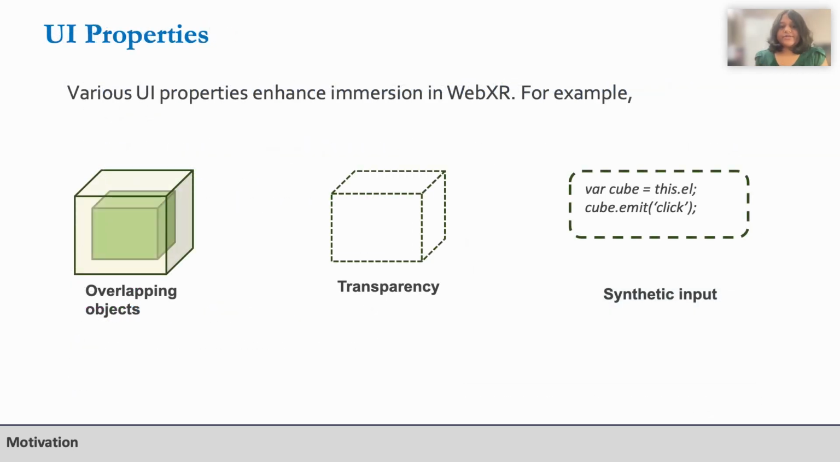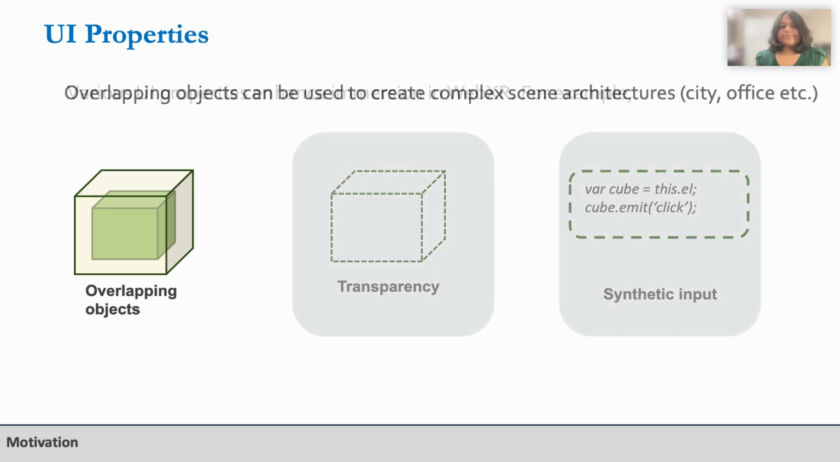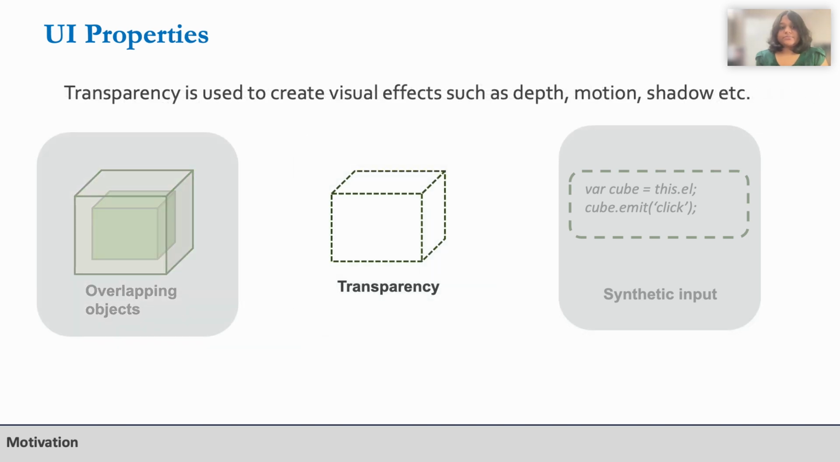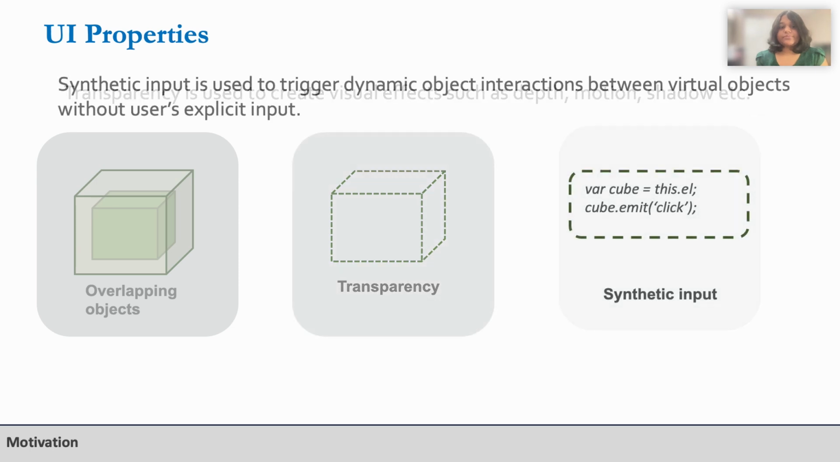Other UI properties such as overlapping objects, transparency, and synthetic input help enhance immersion in WebXR scenes. For example, overlapping objects can be used to create complex scene architectures. Transparency can be used to create visual effects such as motion, shadows, water waves, or glass-like reflections. Synthetic input is used to trigger dynamic interaction between virtual objects without users' explicit input.